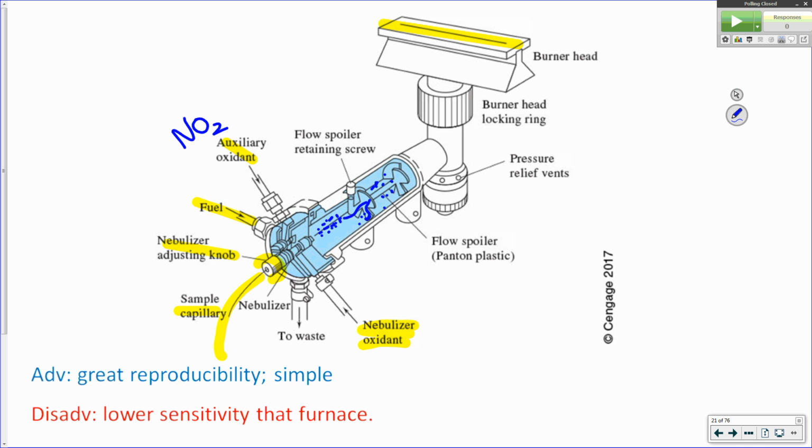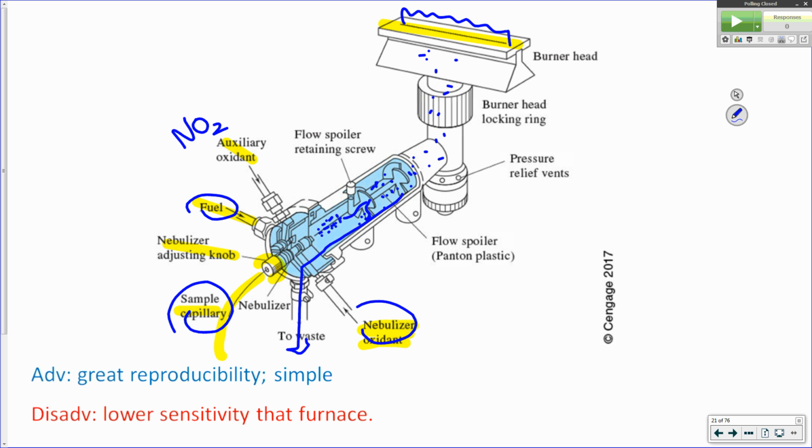The big drops are hopefully going to come out, and they're going to come down this drain and go to the waste. But the small aerosols are going to continue to go up here, and now they're a mixture of the fuel, the oxidant, and the sample. It's got everything together. So it gets to the top, you're going to have ignition, and it's going to burn.